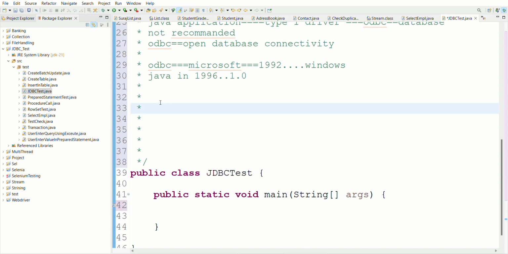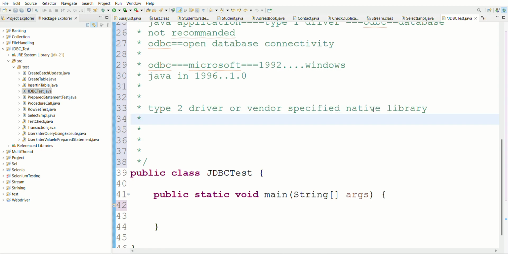Now let's look at the type 2 driver. There are four types of driver. Type 2 driver is also known as vendor specified native library.